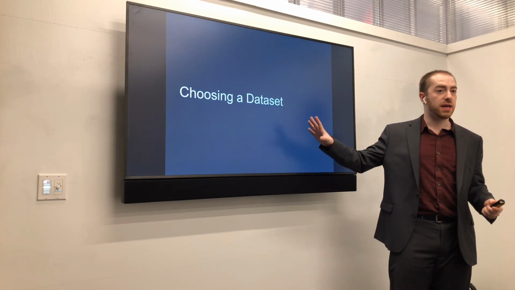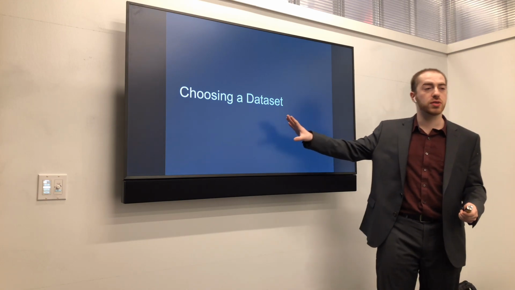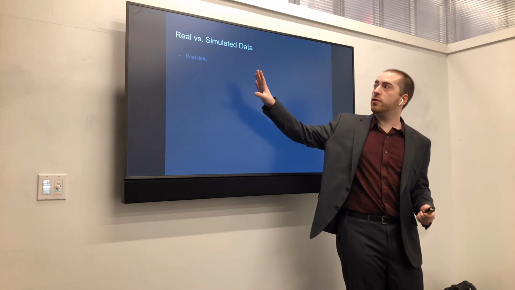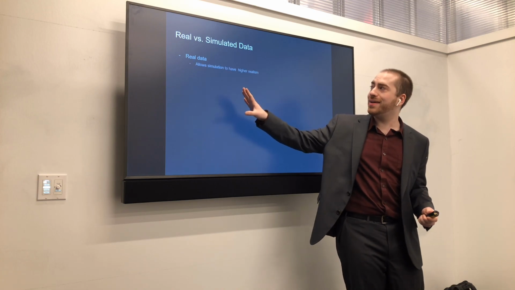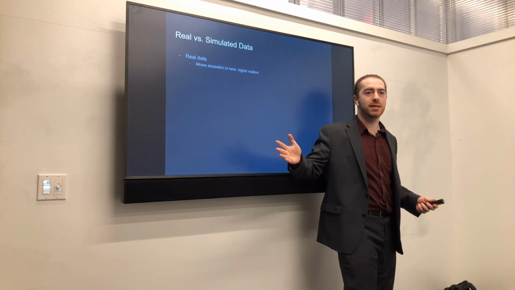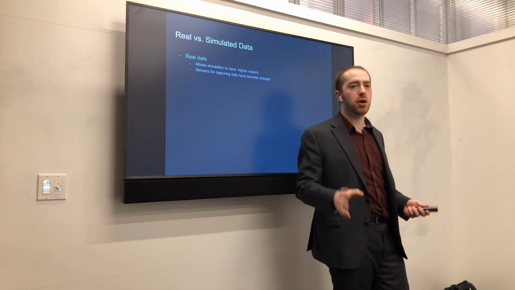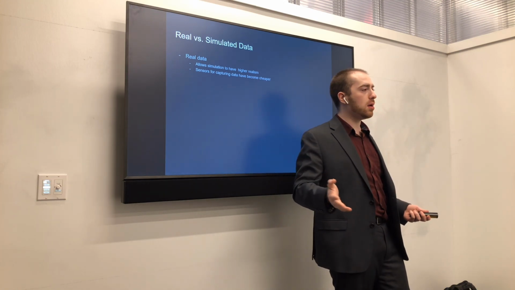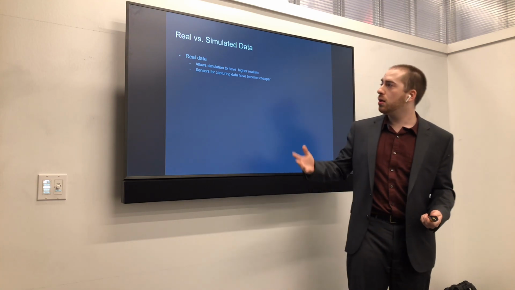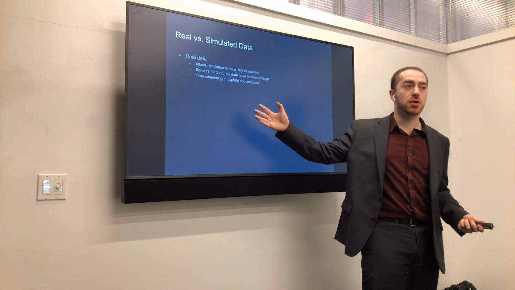So I first want to start with that physics pipeline I mentioned from before, choosing a data set. Real versus simulated data. Real data allows the simulation to have higher realism, obviously. Sensors for capturing data have become significantly cheaper. RGBD cameras like the Kinect are much cheaper than they used to be. Time consuming to capture, however.